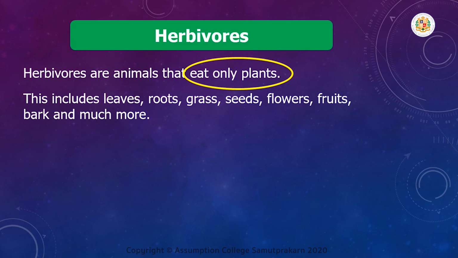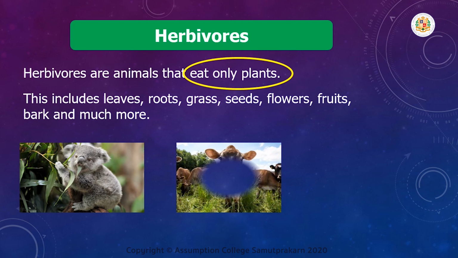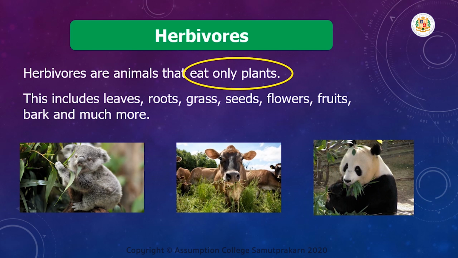They eat the leaves, roots, grass, seeds, flowers, fruit, bark, and much more. These are the parts of the plants that these animals eat. An example is the koala, which eats eucalyptus leaves. A cow eats grass. And the panda eats bamboo leaves, roots, or shoots. These animals are herbivores. They eat plants only.